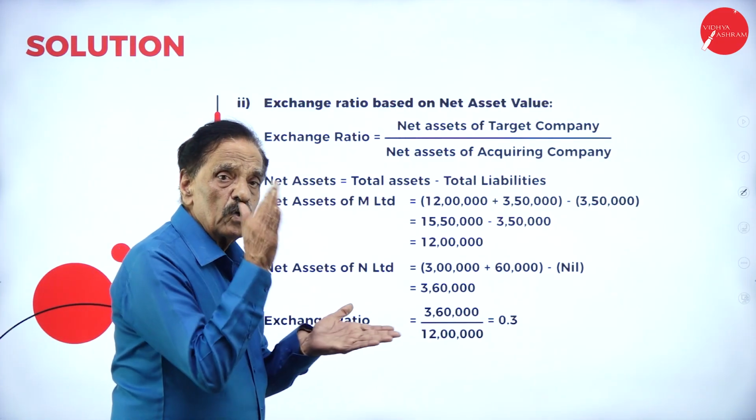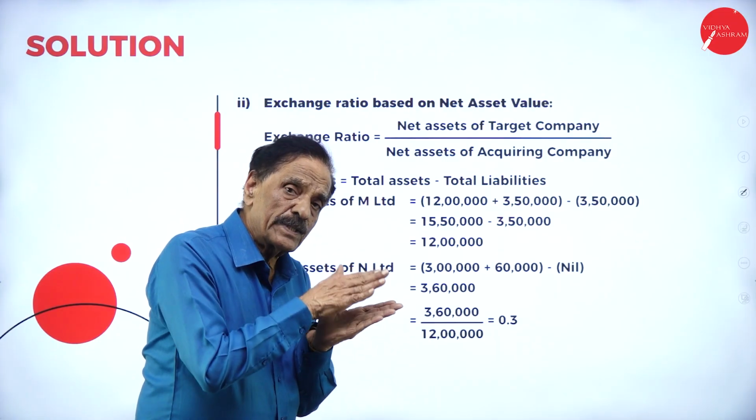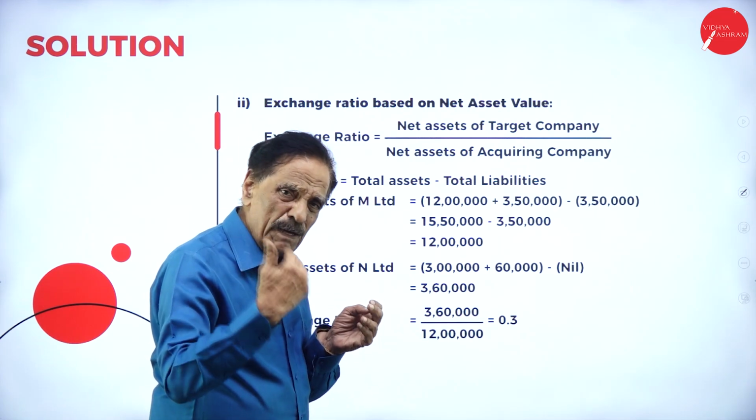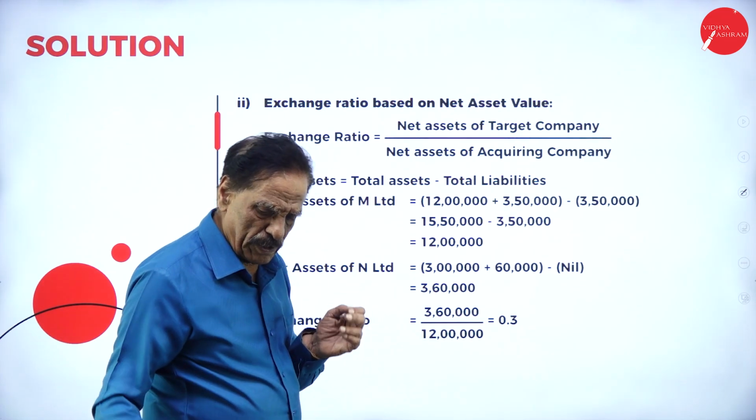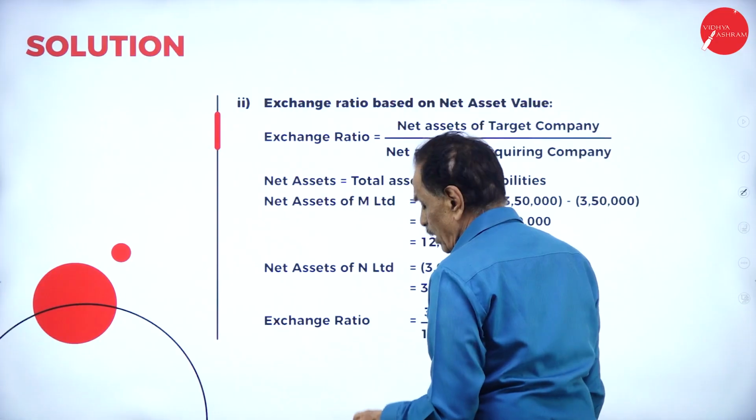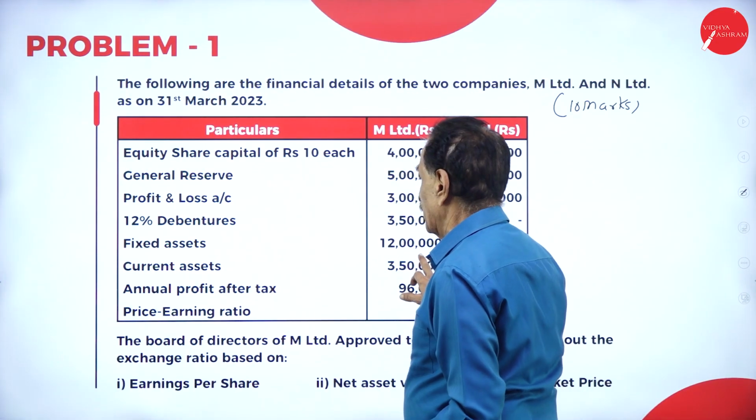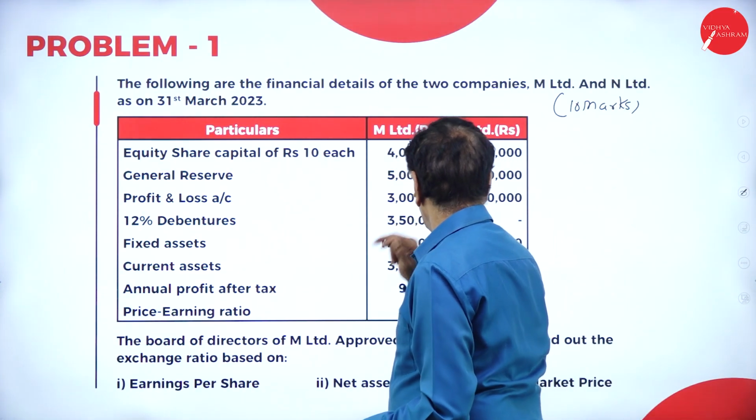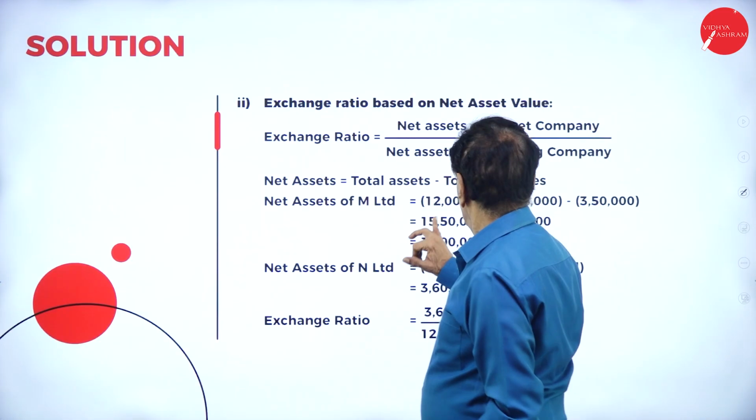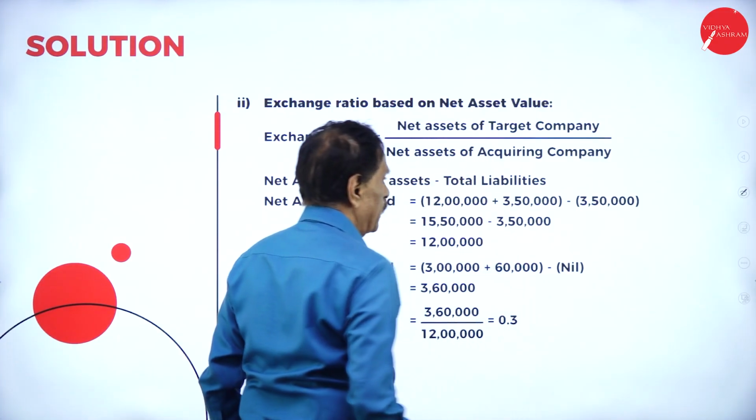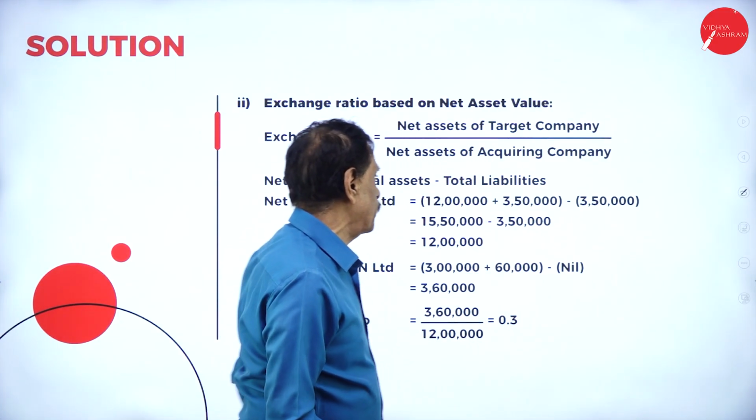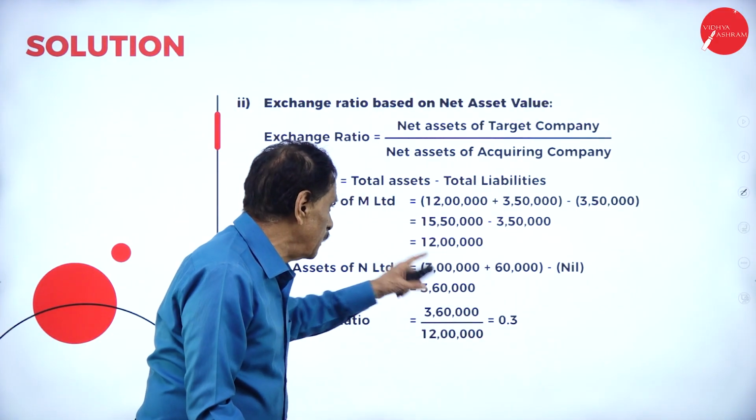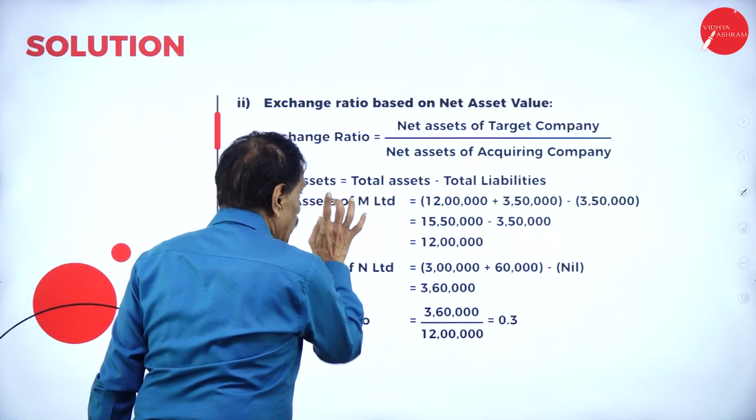What is net asset? Total asset. What is total asset? Fixed asset plus current asset minus total liability: creditors, bills payable, provision for taxation, debenture. What are the assets here? We have a fixed asset of 12 lakh, current asset 3,50,000, and a debenture of 3,50,000. So 12 lakh plus 3,50,000 minus liability debenture 3,50,000, that is 15,50,000 minus 3,50,000, divided by 12 lakh. This goes in favor of M Limited.